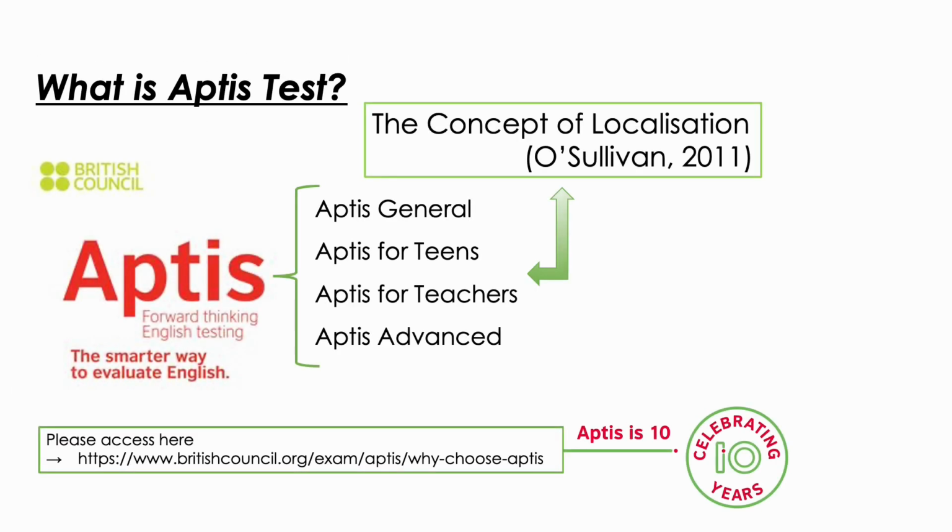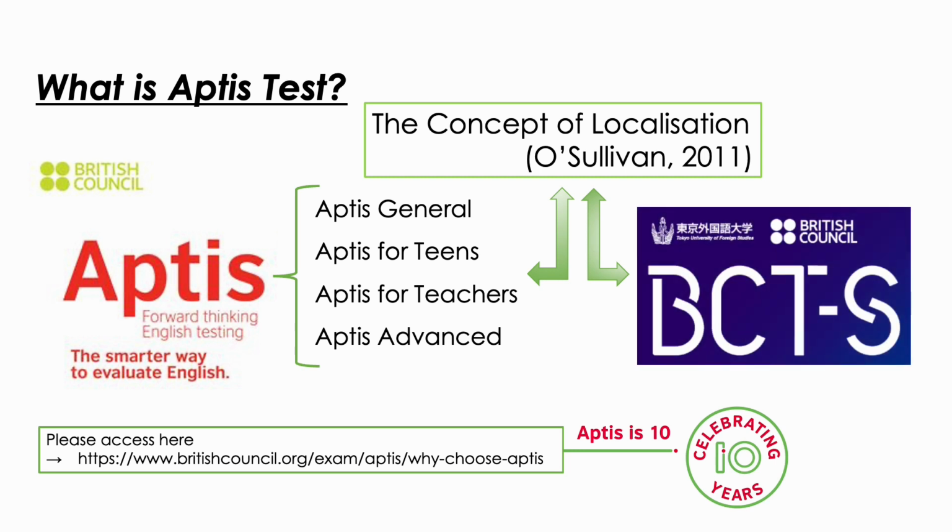The Aptis test is an innovative computer-based English language test produced by the British Council. Aptis has 4 variants and supports different test purposes. The concept of localization is an attempt to promote personalization of assessment. Based on the concept, the British Council and the Tokyo University of Foreign Studies developed the BCTS, a university entrance exam speaking test suited to the Japanese context.